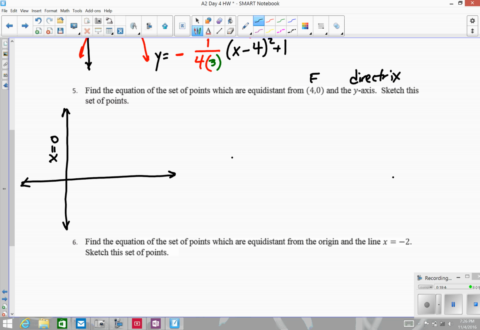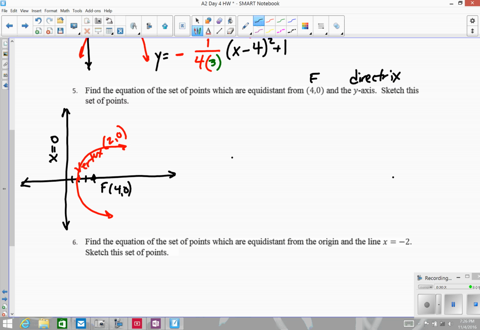And on my x-axis, I need to find the point 4, 0. There's the focal point. Right in between there is going to be the vertex. So right in between this vertical line at x equals 0 and 4, 0, my point in between is this point 2. My vertex is at 2, 0. And the parabola is going to be opening up around the focal point. Opens to the right.